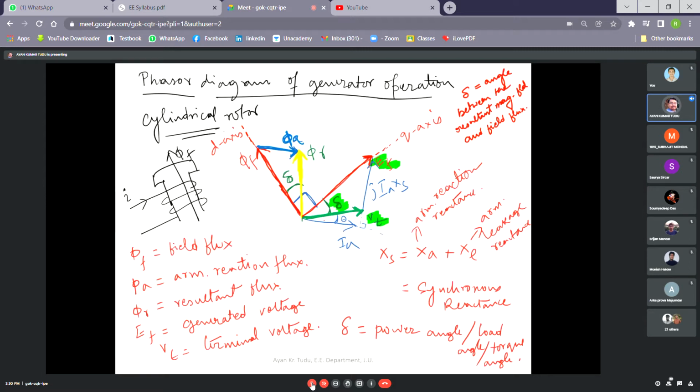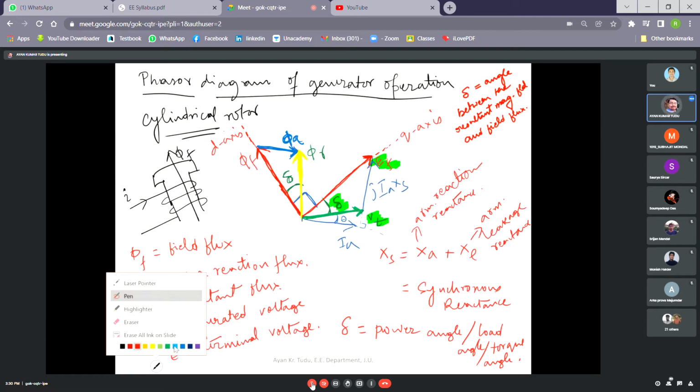If you look at the total equation, we can also say if this is delta, then this angle can also be said to be equal to delta. That is, the angle between EF and VT can also be said to be equal to delta.